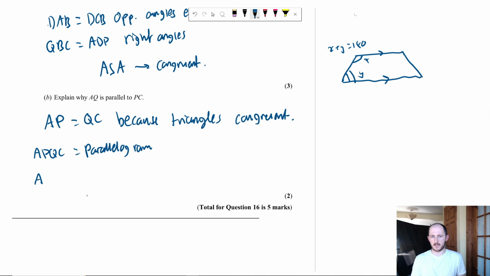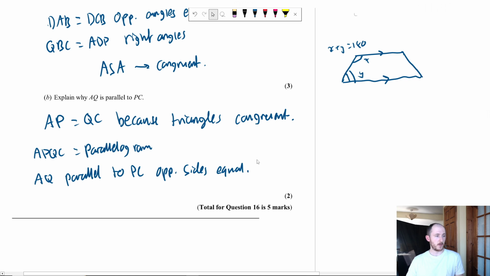Which means AQ is parallel to PC because opposite sides are equal. Don't ask me why that took so long for me to figure out. Okay. Not too bad. Any questions at all?